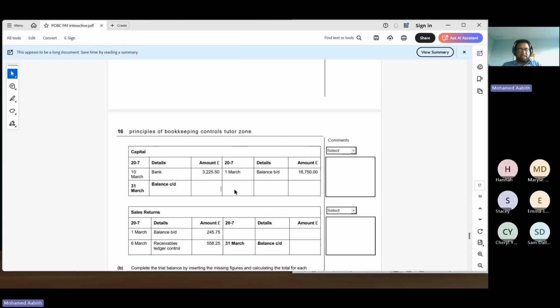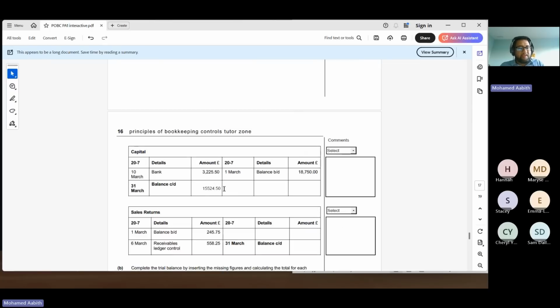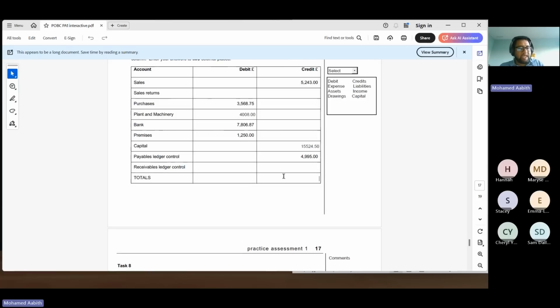Okay, so let's see here, the capital account. So you have 18,750 minus £3,225.50. That gives me £15,524.50. And the same number will go into my capital account on the credit side. Can you see here? If I have my balance carried down on the debit side, it will be going on the credit side of my trial balance here. So once you've done that, you need to make sure you total all those numbers and you will get those two numbers equal to each other. That means you've done all your calculations right.